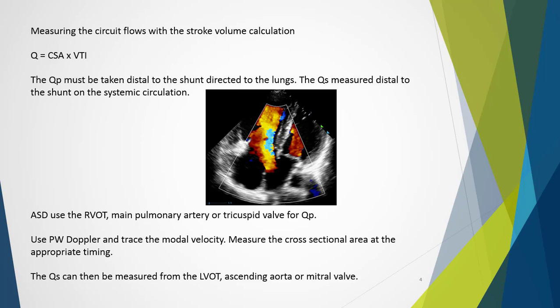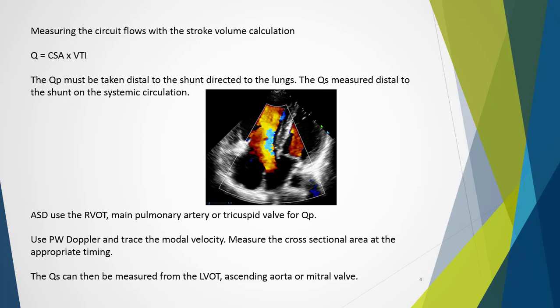In an example of an ASD, an atrial septal defect, a sonographer can use the right ventricular outflow tract, the main pulmonary artery, or tricuspid valve as sites to sample and obtain the QP volume estimates. Note, the order shown is the site preference and not the continual directional flow.